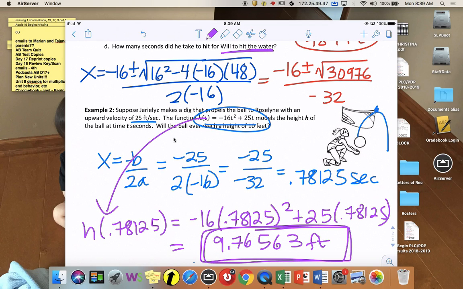So on our assignment today, we'll practice these ideas of, okay, what are we looking for, the highest or lowest points, or are we trying to find the zeros, and then how would you go about solving that?